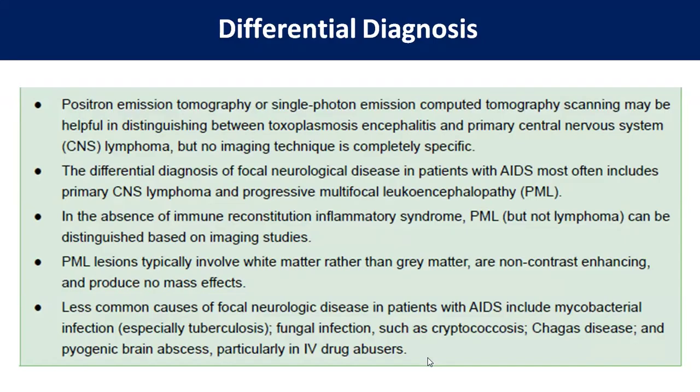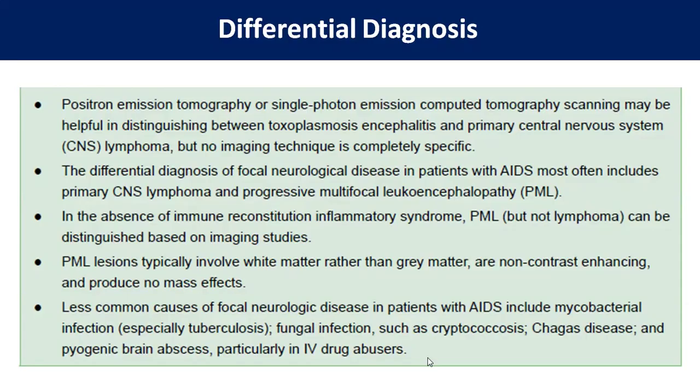PML lesions typically involve white matter. Progressive multifocal leukoencephalopathy is one of the DDs, but it involves primarily white matter rather than gray matter, is non-contrast enhancing, and produces no mass effect. In toxoplasma gondii, there will be a mass effect. Their predilection is to the basal ganglia and not the cortex.